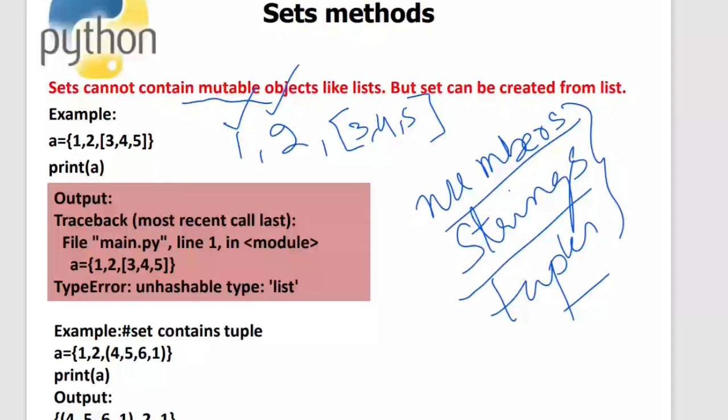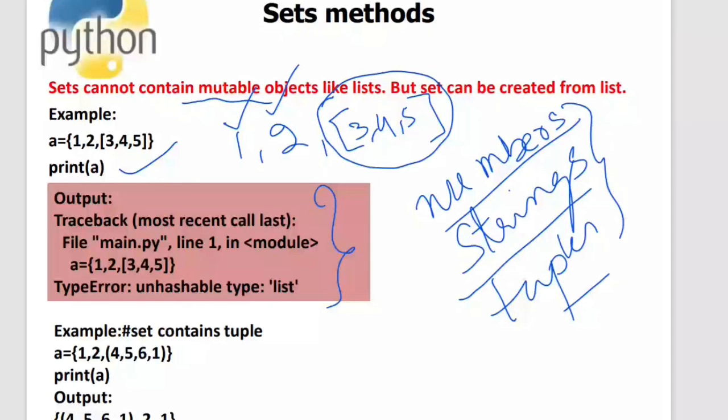But you can create a set from a list. You can take a list, typecast it, and create a set. But the elements inside the set cannot be of list type. All the elements inside the set should be immutable objects. The elements inside the set cannot be mutable. But you can make modifications to the set.